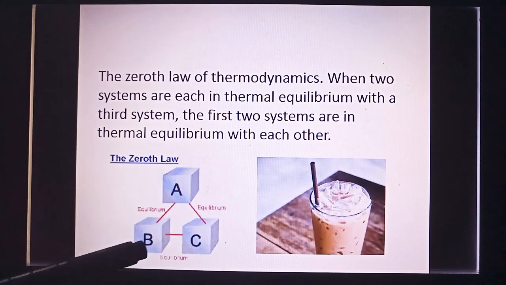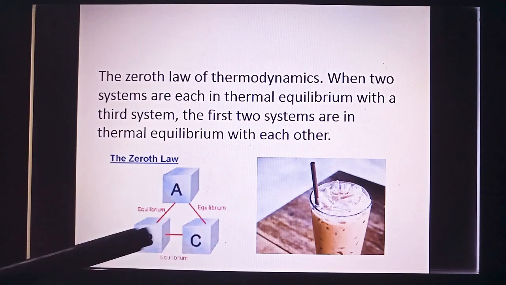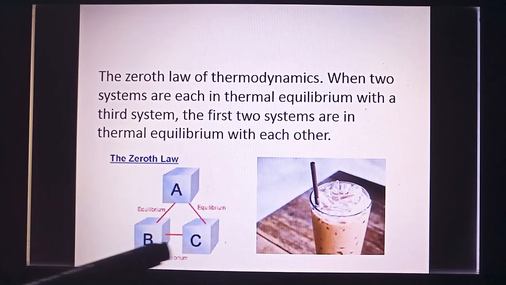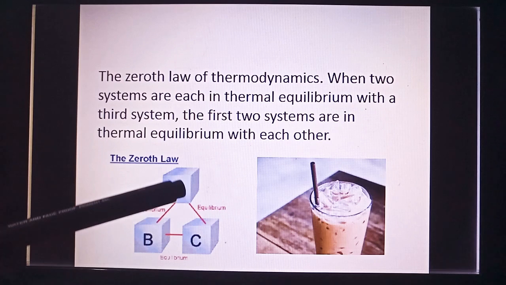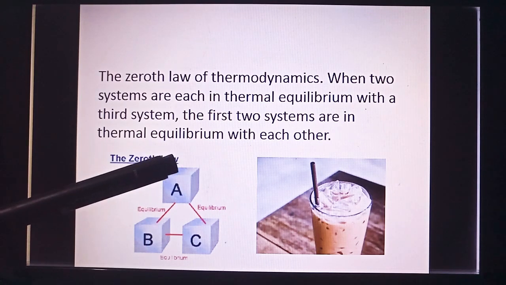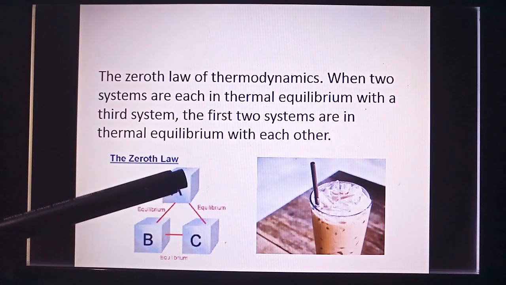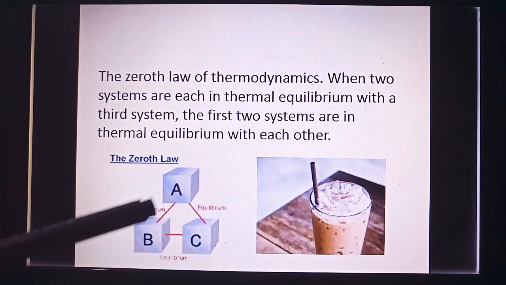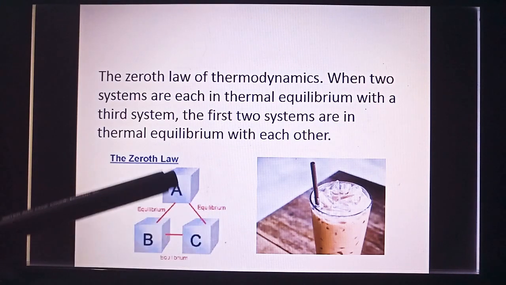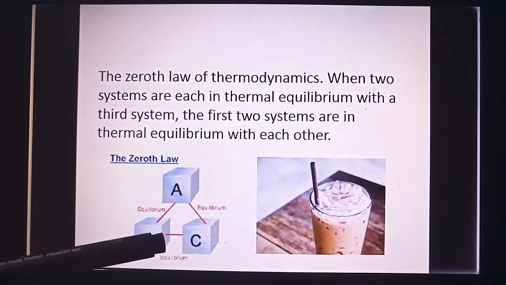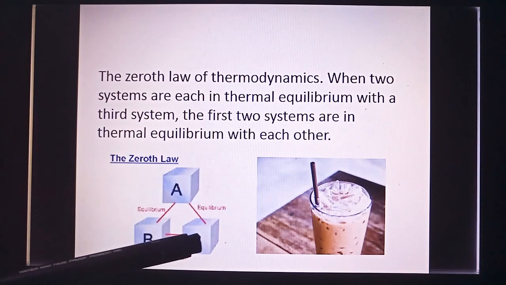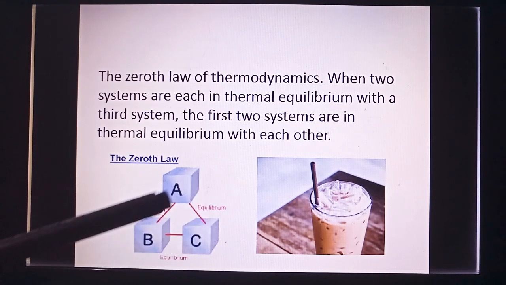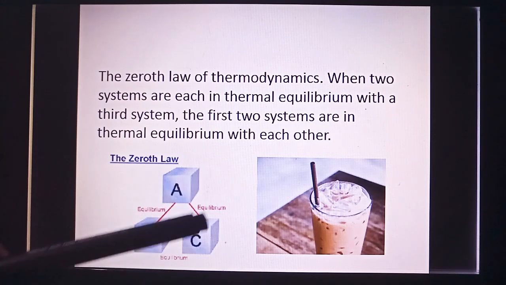Explain that when two objects or systems are in thermal equilibrium, and then they are connected or exposed to another system, the first two systems are in thermal equilibrium with each other. In other words, these three objects are in equilibrium. When we speak of thermal, we will consider it as heat. So in other words, their temperature is the same.